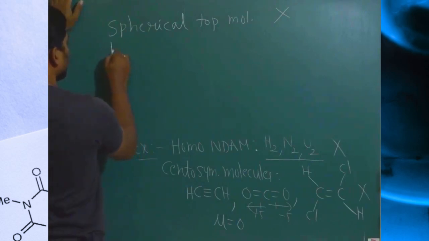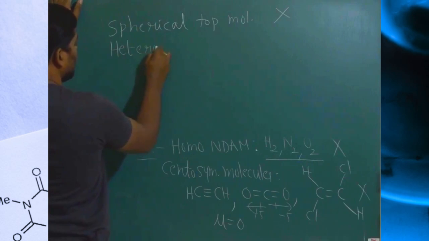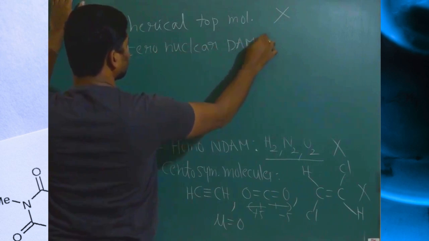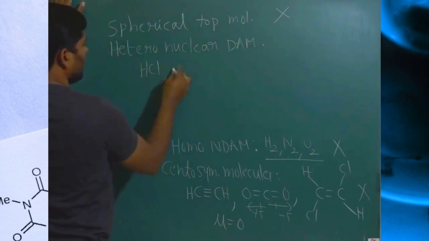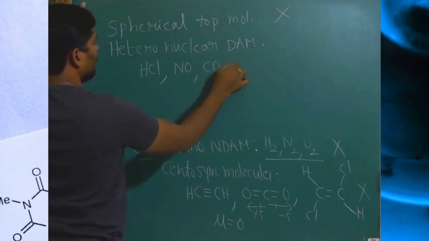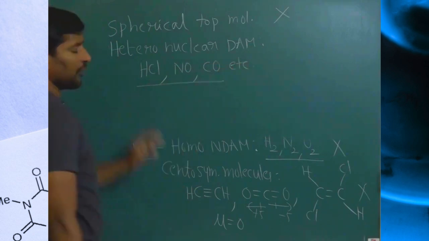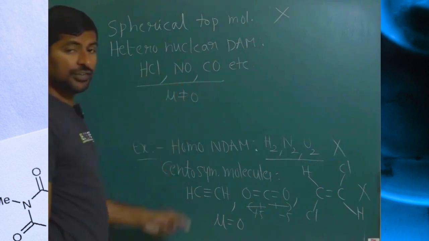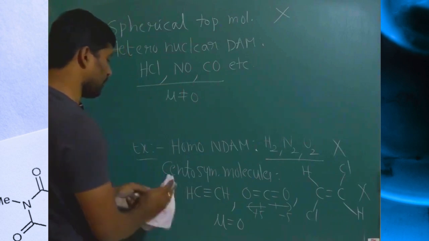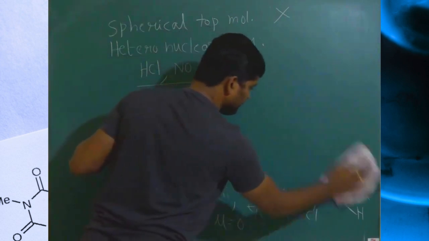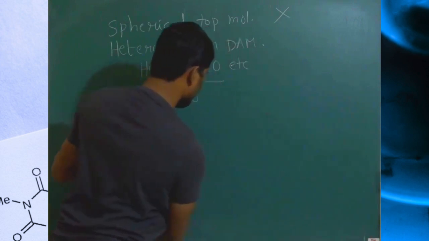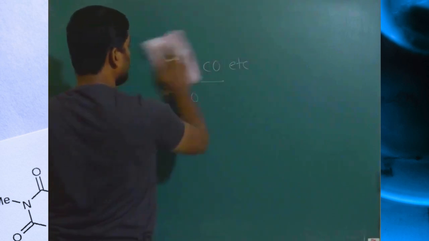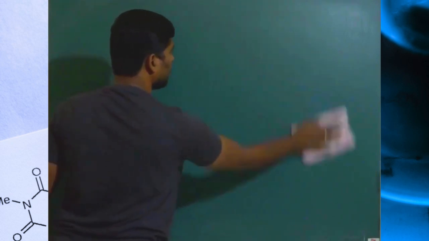Which are the microwave active ones? For example, heteronuclear diatomic molecules such as HCl, NO, HBr, CO, etc. They possess some permanent dipole moment. The electronegativity of the two atoms is not the same, so mu is not equal to 0. So they are microwave active. Just remember the examples of microwave inactive substances.